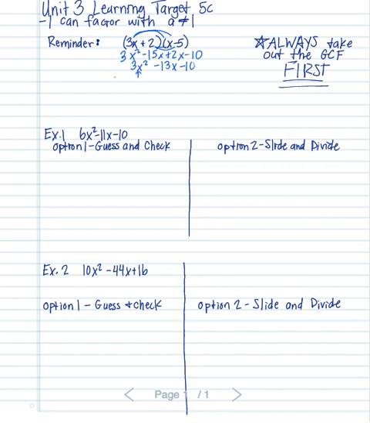comes from the 3x times the x. The negative 13x comes from 3x times negative 5 plus 2 times x.